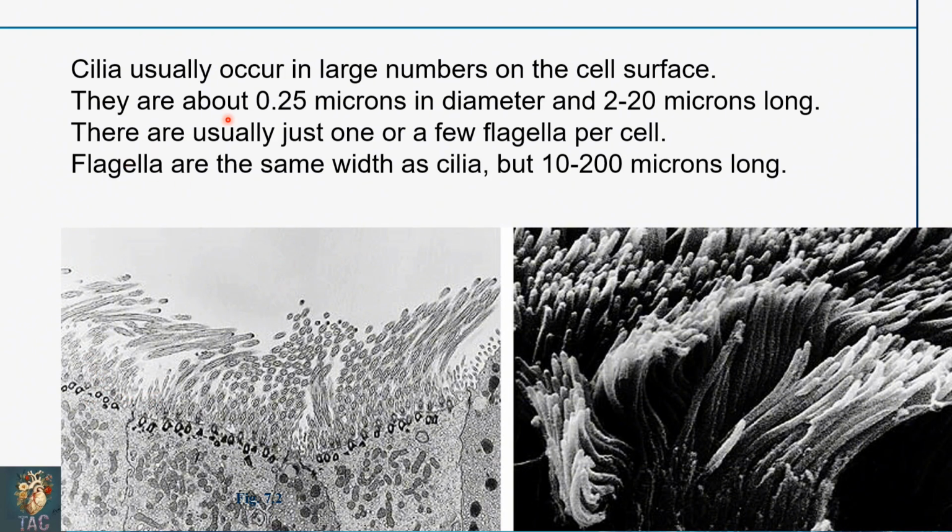Cilia usually occur in large number on the cell surface. They are about 0.25 microns in diameter and 2 to 20 microns long. There are usually just one or few flagella per cell, and the flagella are the same width as the cilia but 10 to 20 micrometers long. So the length is more in the case of the flagella as compared to cilia.